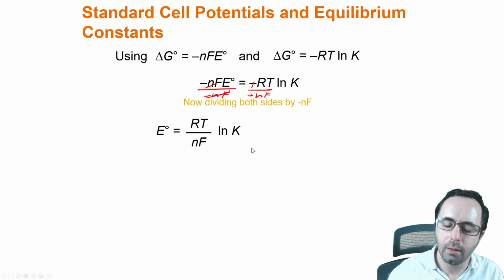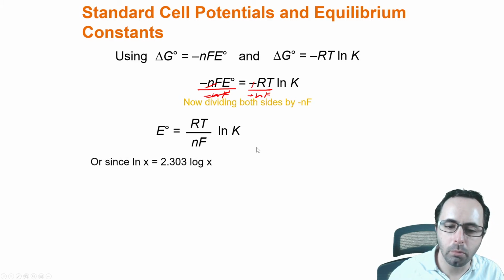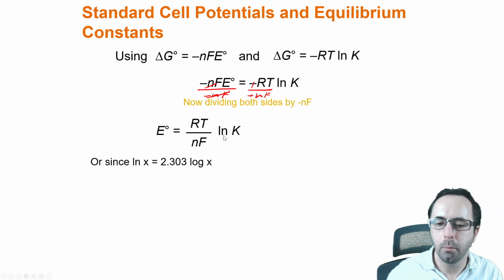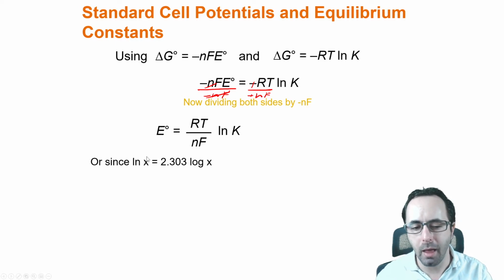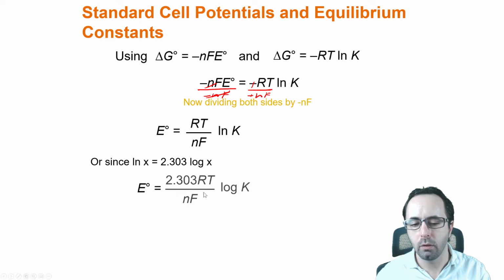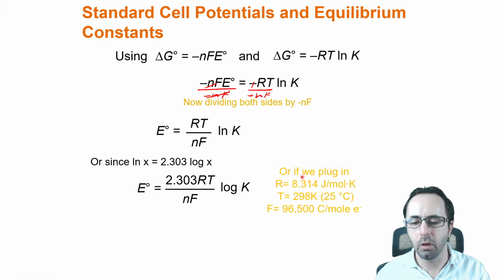Now again, like the other equation, your book likes to convert this natural log to a base 10 log. A lot of books do this for some reason. Generally, mathematically, a natural log of x or any number is the same as 2.303 times the log of that number. So we can replace natural log of K with 2.303 times the base 10 log of K. We still have the RT and the NF. And then we can plug in 8.314 for R.